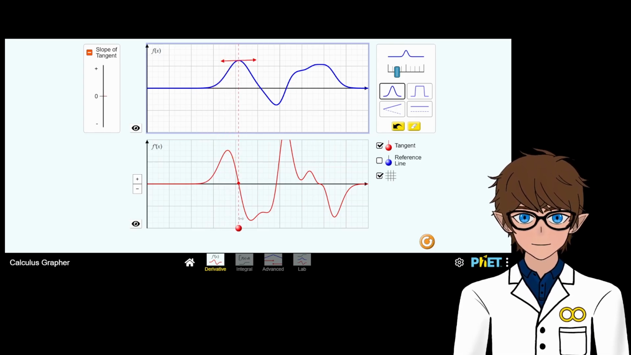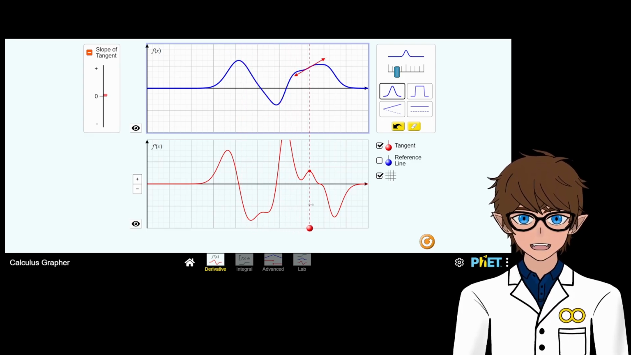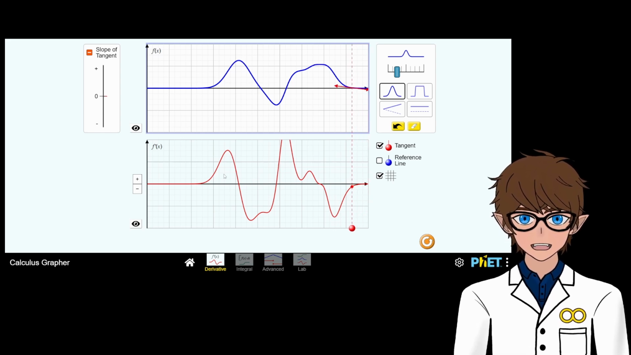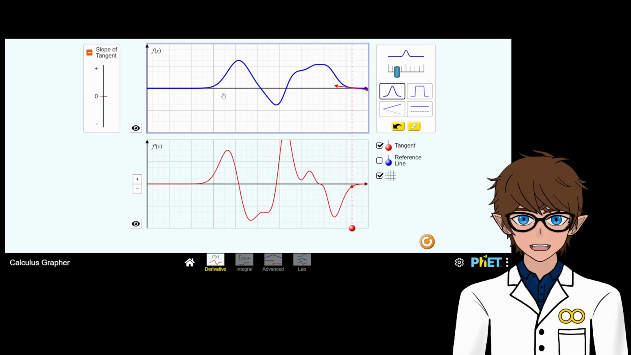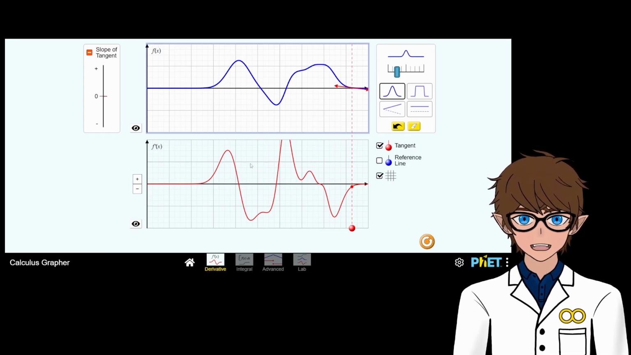And when it's 0, it's flat. When it's negative, it's decreasing. And so on and so on. So, of course, this shows us that we can graph derivatives of a function, and we can also graph second derivatives of a function, more on which later.